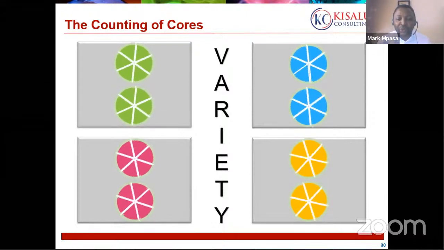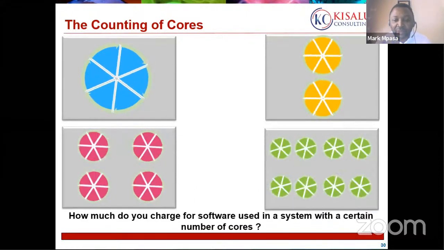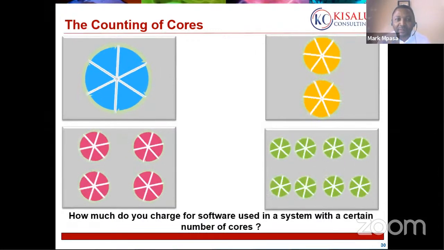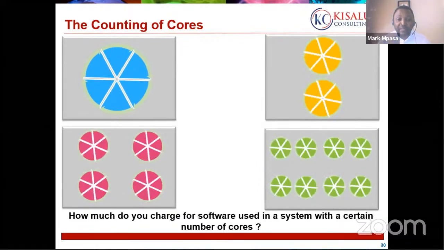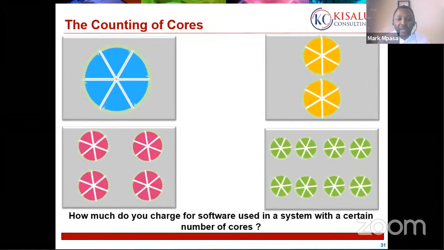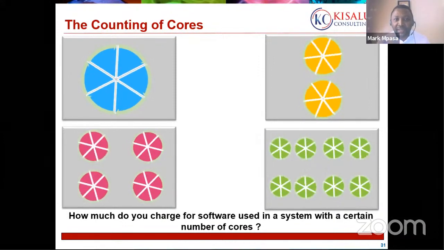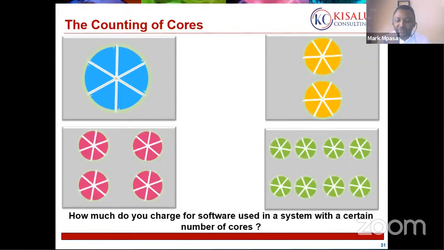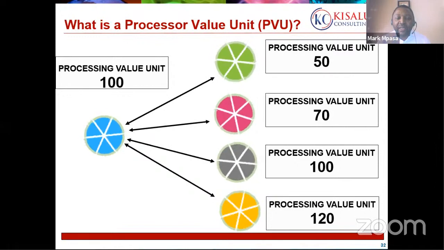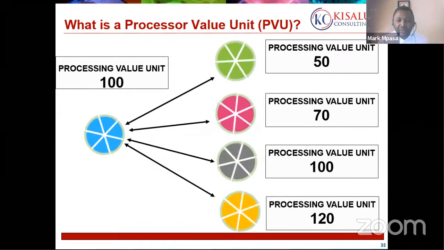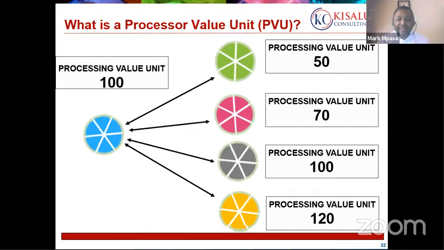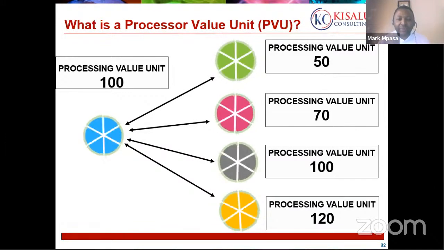How do you sell your software in such an environment? It's not easy. How do you charge people with multiple systems? A market which has multiple systems, multiple technologies, where people have different cores in different technologies. So came the idea to say, let's imagine one unit, it's imaginary, a unit that has, let's say, 100% performance.